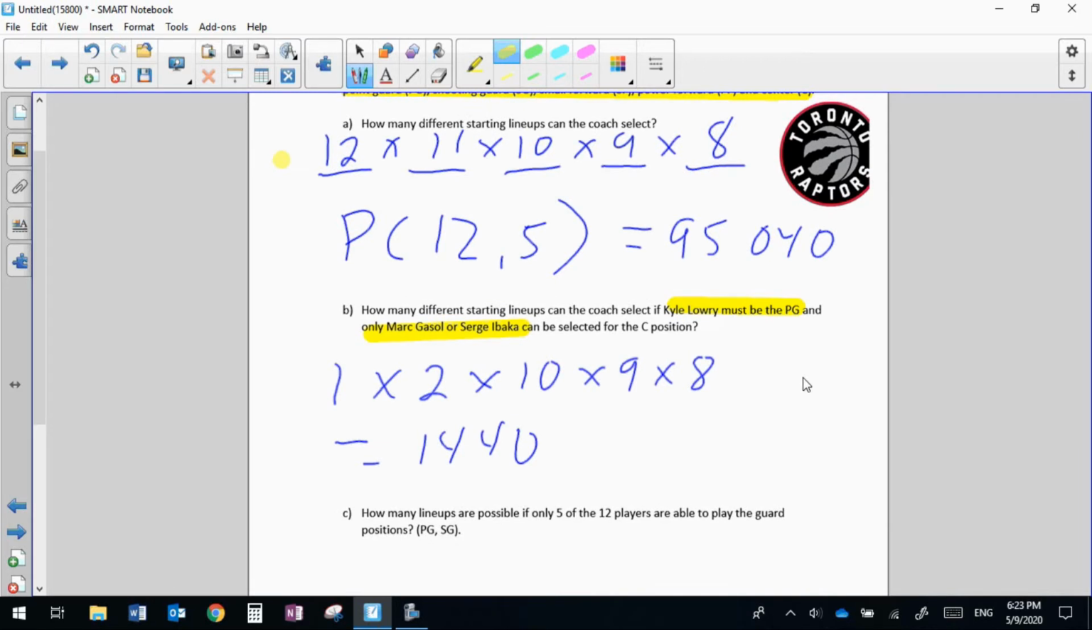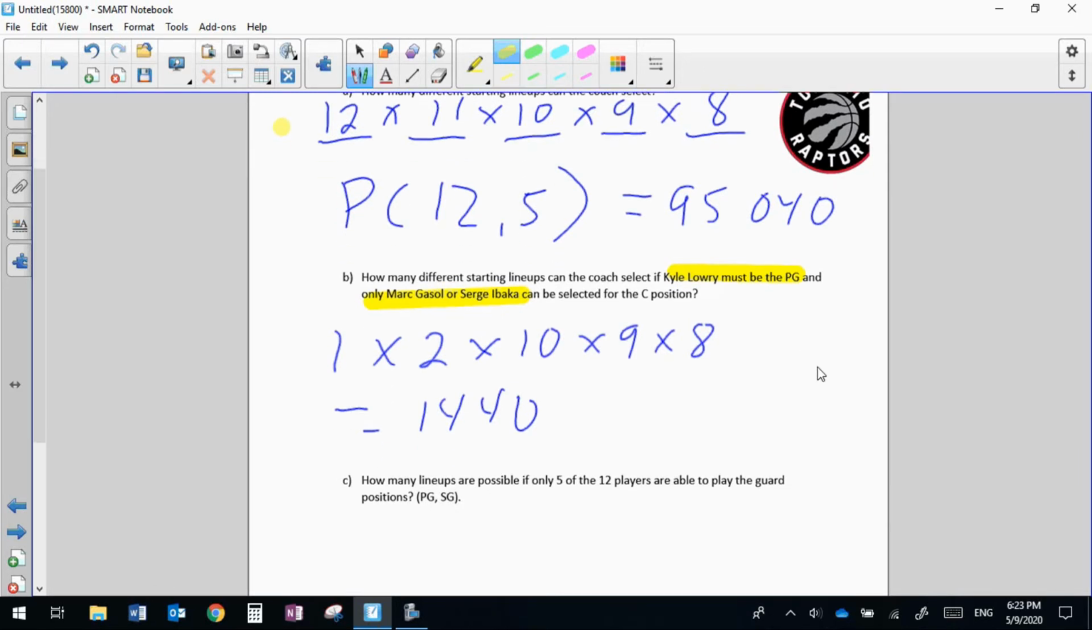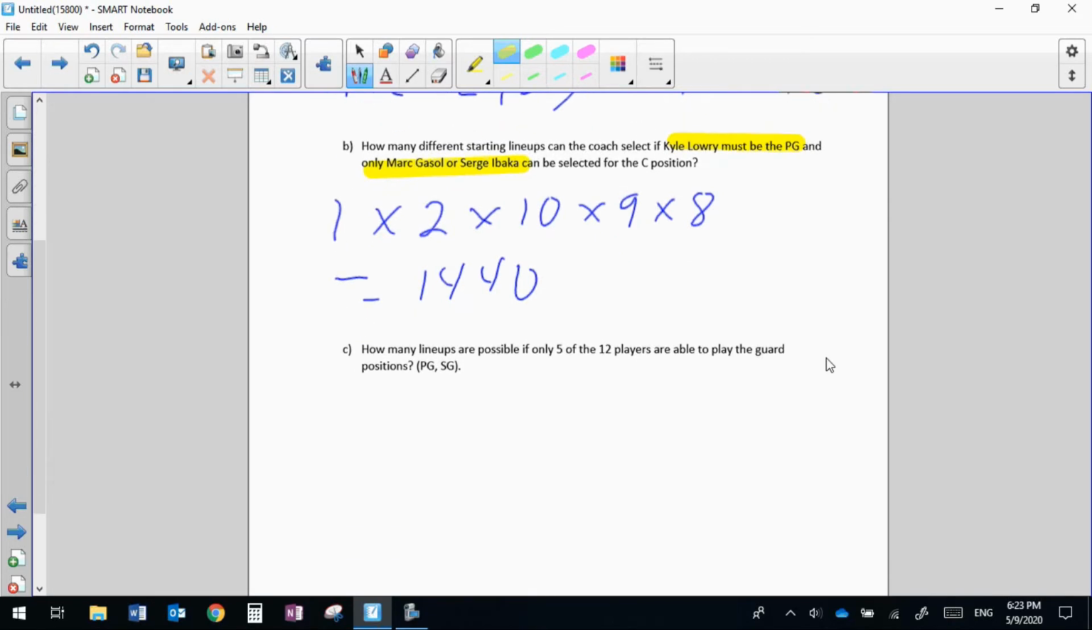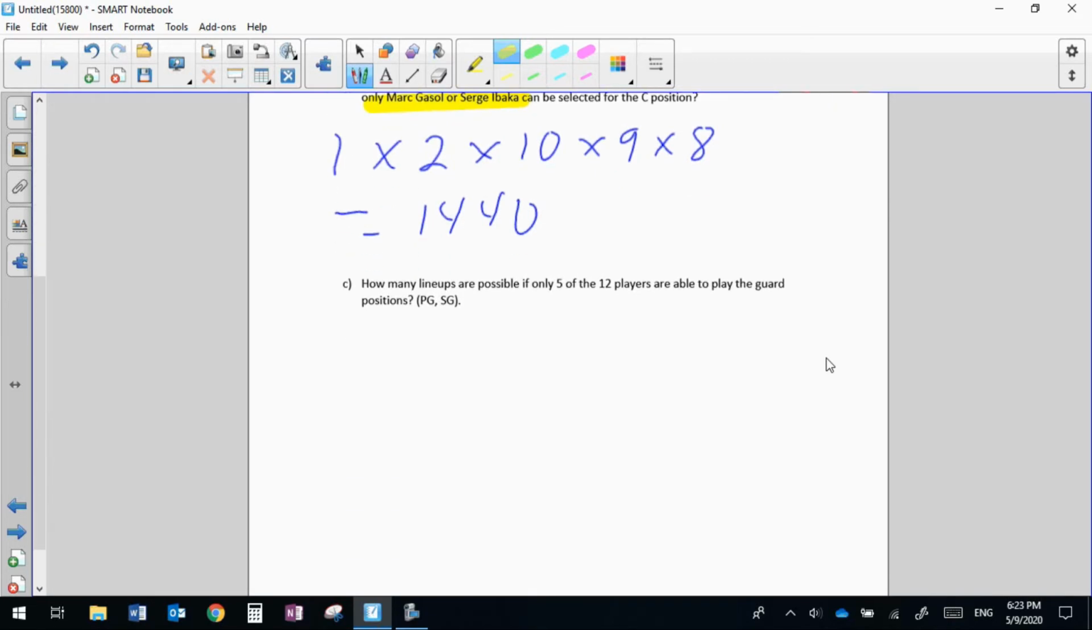How many lineups are possible if only 5 of the 12 players are able to play the guard position, point guard or shooting guard? So if we take that very literally, that means we have 5 players for point guard. We only have 4 players for shooting guard because one of them is being the point guard. We've now used 2 players. There are 10 left for, say, the center position, 9 left for, say, the power forward, and 8 left for the small forward or whatever it might be, and that's 14,400.